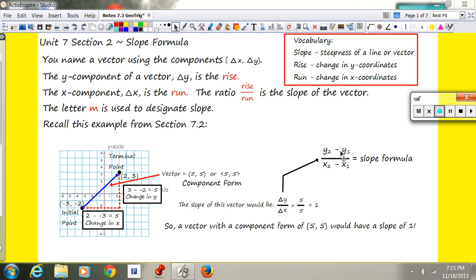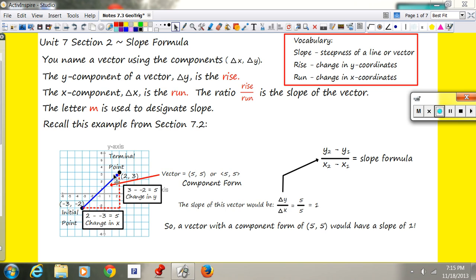The y2 minus the y1 is basically what we did up here when we did a vector, the change in the y. So that's our rise. If you look at the pointer right there, the change in the y is the rise. And then the x2 minus x1 is the change in the x that we used for our component for the vector. So that was the x change down here at the bottom. So for a vector, we would go over 5 and up 5. Therefore, the component form would be <5, 5>. This was back from our last example.